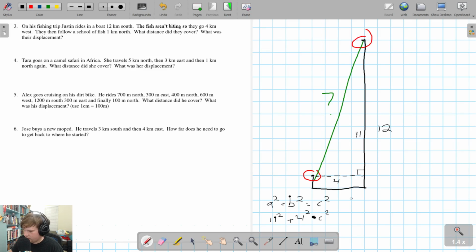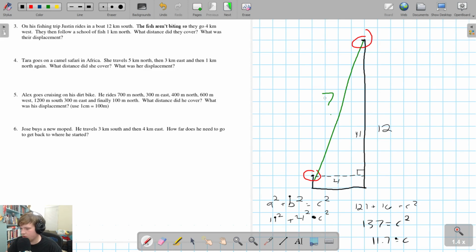11 squared is what? 121. Yeah, 121 plus 16 is equal to c squared. So 121 plus 16 gives us 137. You take the square root of both sides. So the square root of c squared gives you c. The square root of 137 gives you 11.7. So 11.7 is equal to c. So that's his displacement. Now the distance they covered, you just add up 12 plus 4 plus 1 to get 17. But their displacement is 11.7.